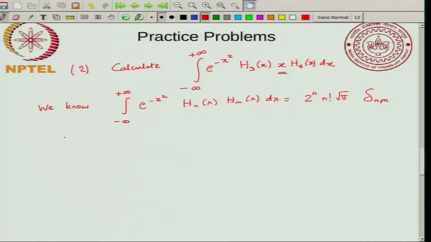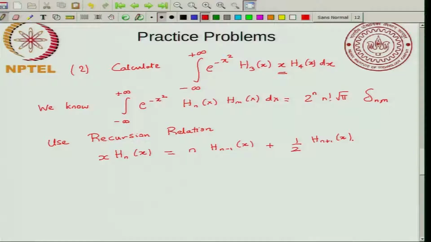Okay, so here we use a relation. We use a recursion relation. Okay, what is the recursion relation? I will write it in a slightly different form: x times hn of x equals n times hn minus 1 of x plus half hn plus 1 of x. Okay, so this recursion relation is what we will use, and notice that the right hand side has no x in front, it only has Hermite polynomials multiplied by some constants. It does not have x. So now once you use this in this integral, you can easily do the integral.